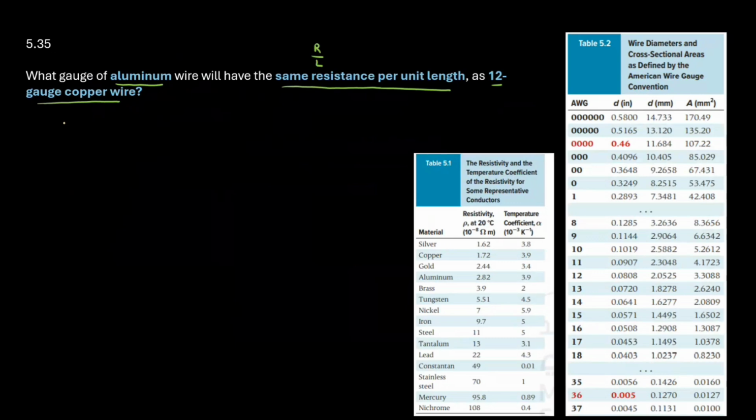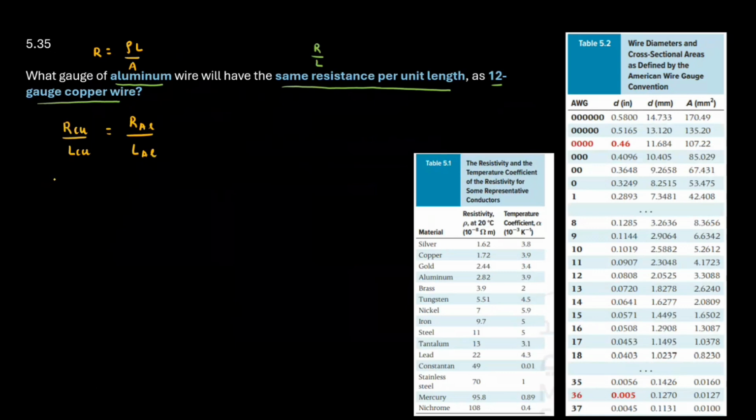So we can write resistance of copper over the length of copper to be equal to resistance of aluminum over the length of aluminum. Resistance R can be written as rho L over A, where rho is the resistivity of the material, A is the area of cross section, and L is the length of the wire. So let's rewrite this expression.